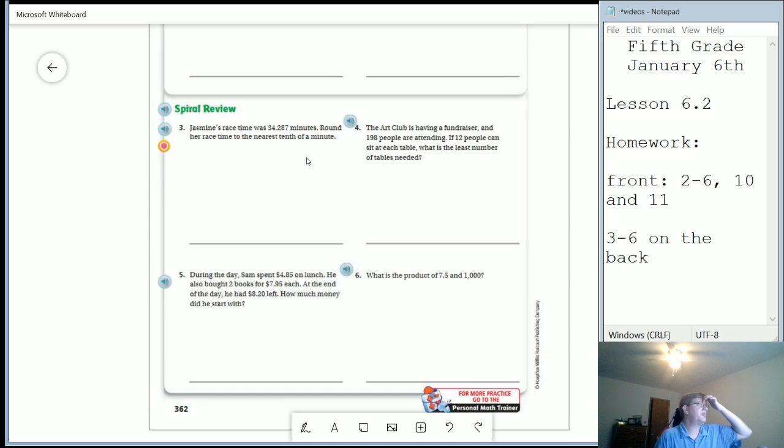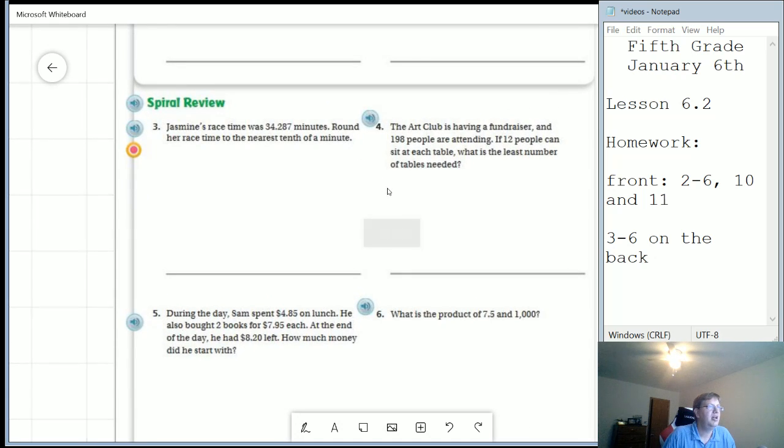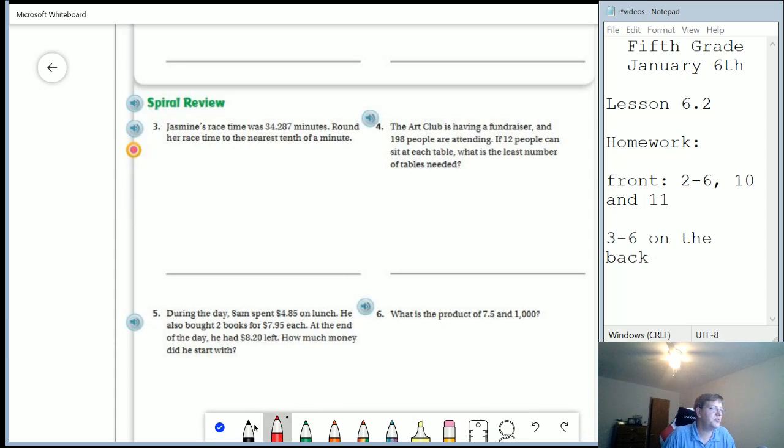So for number 3, we want to rewrite this. We're going to round to the nearest tenth of a minute. Number 4, it looks like we are doing division. So again, we need to make sure that we are writing that problem correctly. So it should look like 198 divided by 12.